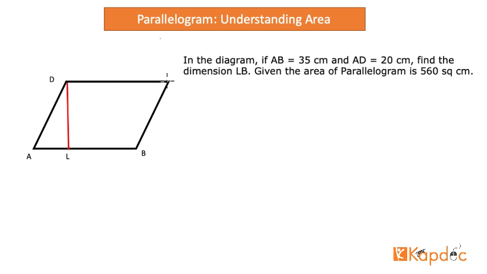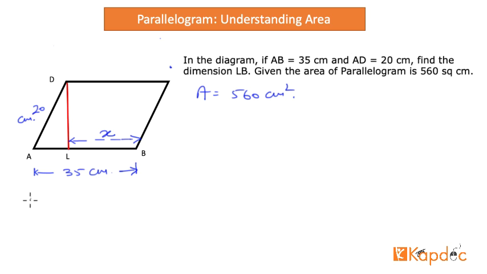Let us look at another interesting problem related to parallelogram. In this diagram, if AB is 35 centimeter, let's mark the things as we read them. So this dimension is 35 centimeter all the way from A to B, and AD is 20. So this side is 20 centimeter. We need to find the dimension LB. So we are looking for the distance from point L to point B. Let's say this is X. And the area of this parallelogram is equal to 560 centimeter square. So we need to find this value of x.